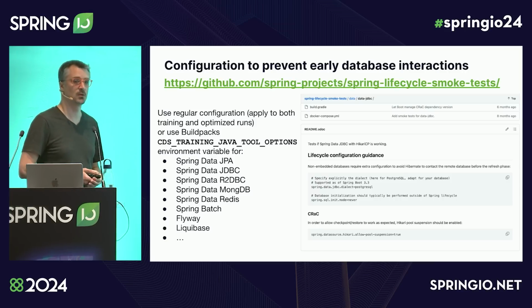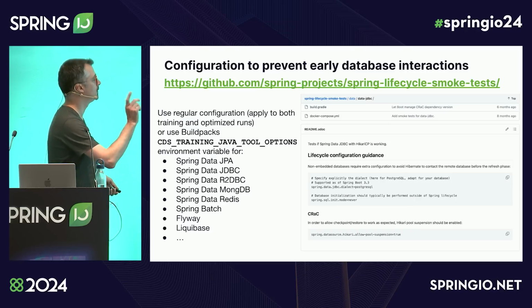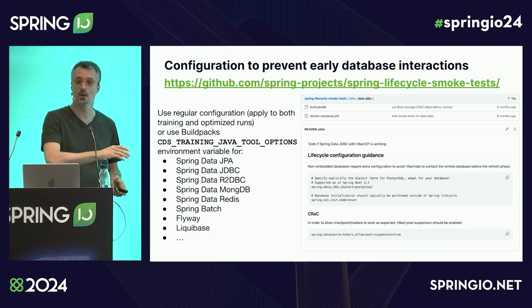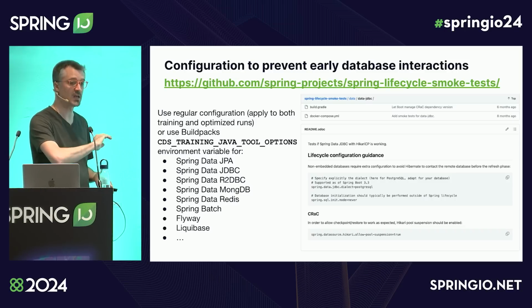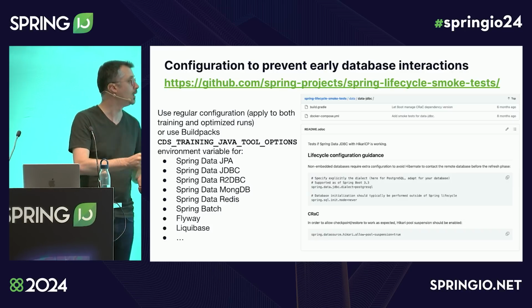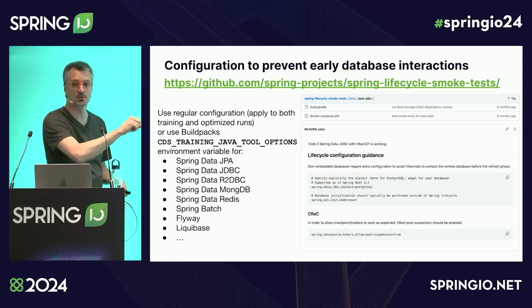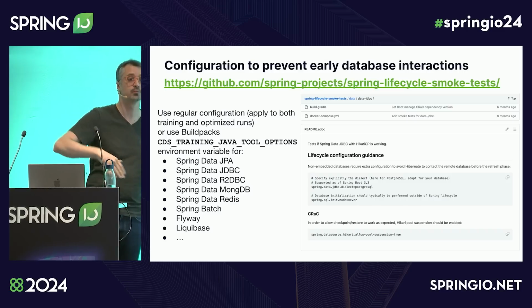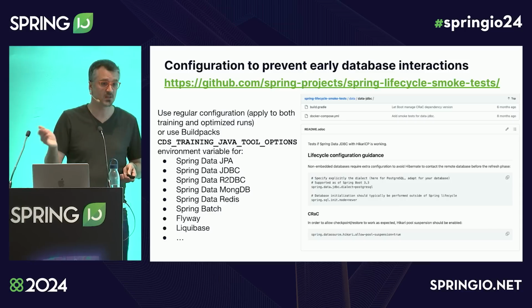I have put some documentation for basically the various databases that require customization. So Spring Data JPA, JDBC, R2DBC, MongoDB, Redis, Spring Batch, Flyway, Liquibase. We are going to add more of that. Usually it's two lines of configuration that you either specify just in your regular configuration, and it will be used for both training and optimized run, or for the Buildpack integration, for example, we have the CDS training Java tool options, where you can set some specific configuration that will be used only for the training run to prevent remote services connection.